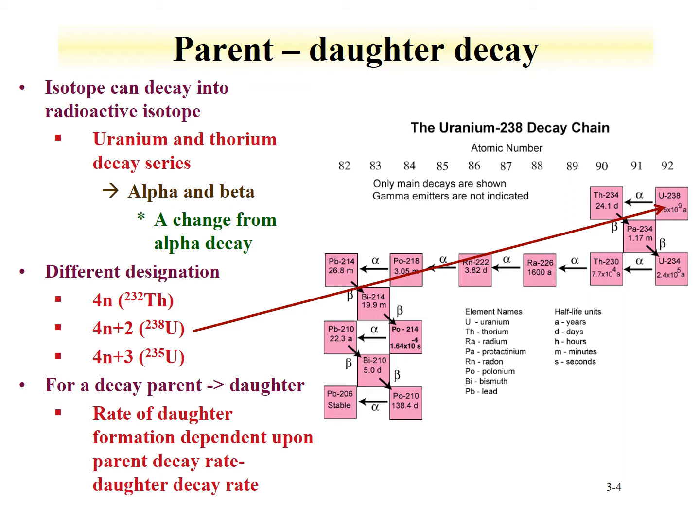So for any system like this, for a parent-daughter decay, the rate of daughter formation is dependent upon the parent decay rate minus the daughter decay rate. And it's this relationship that we're going to really exploit to help understand the equations and how we can address relationships between parent and daughter decays.